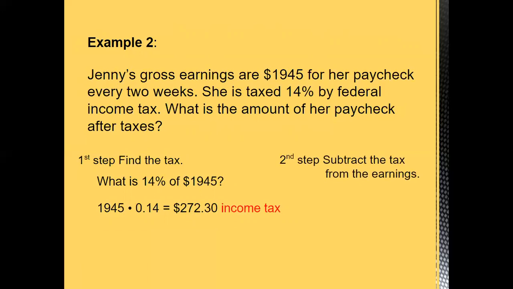The next step is now I need to subtract this tax amount that I just calculated from her earnings. So I need to set it up just like this. And remember your rules when you are subtracting decimals, you need to line the decimal point up. When I'm multiplying, I don't need to line them up. I just do regular multiplication, pretend like the decimal isn't there, and place it in the end. But remember, when you're subtracting, you've got to line your decimal up.